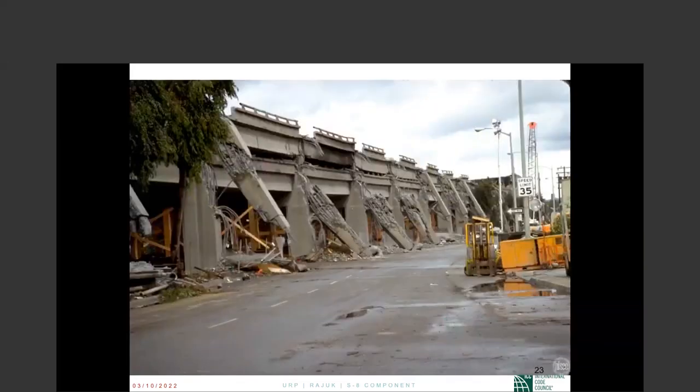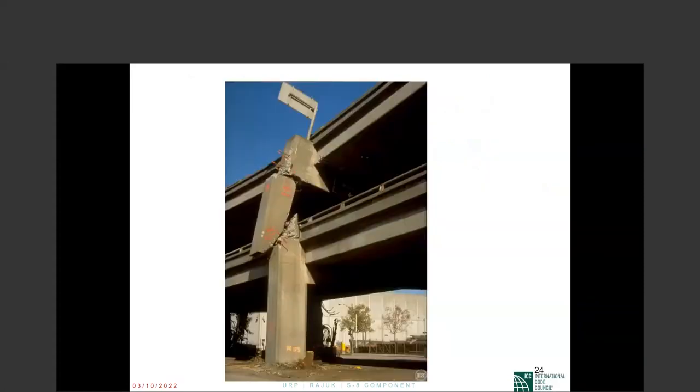All of these things, this is inside the Cypress viaduct actually, and that will show you the lack of confinement steel, the lack of lateral steel, and the lack of joint shear reinforcement. This is a double deck that pancaked, and you will see the effect of the failure of the columns on that. This is a shear failure of the double deck at a different location.